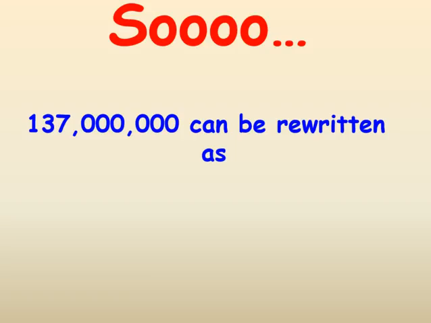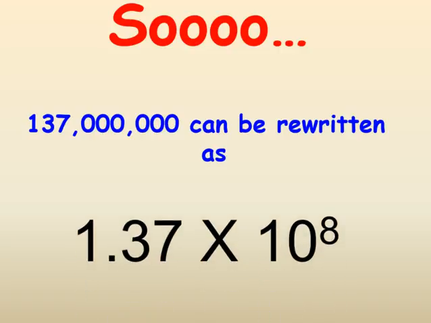So if I take 137 million, I can rewrite this number as 1.37 times 10 to the 8th power. Why the 8th power? We're going to take the decimal, which is unseen right here, and move it to the left until we have a number between 1 and 10. So 1 spot, 2 spots, 3, 4, 5, 6, 7, 8 spots until we get 1.37, and then times 10 to the 8th power, because 8 is how many places we had to move the decimal.